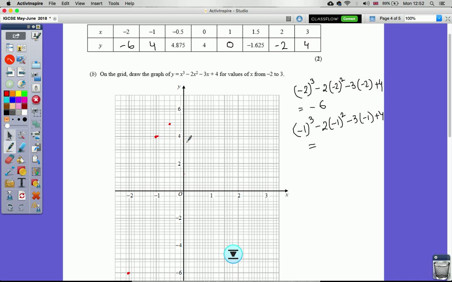0 and 4, 1 and 0, 1.5 and minus 1.625. So that's around here. 2 and negative 2, 3 and 4. So my graph is going to look like this.